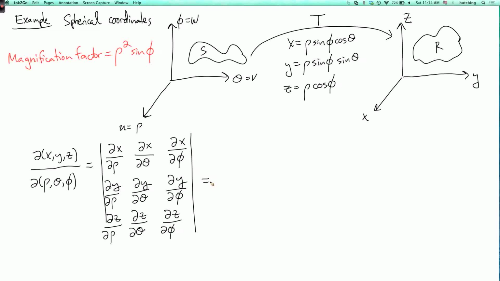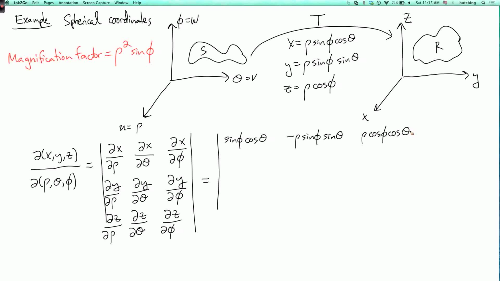So what are these partial derivatives? Well, dx d rho: I just look at the formula for x over here, and I get sine phi cosine theta. And dx d theta, well, the cosine theta becomes a minus sine theta. So I have minus rho sine phi sine theta. And then dx d phi, the sine phi turns into a cos phi, so this is rho cosine phi cosine theta.